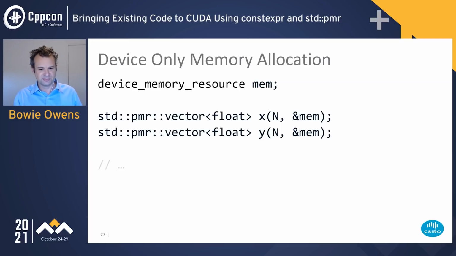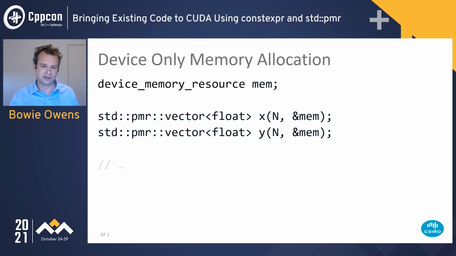Okay, so now the important difference here is that the elements of the vectors are going to be allocated in memory that is accessible only on the device, the GPU. And as a result, this example is actually going to fail if we try and execute it. So the question is, why doesn't this example work?